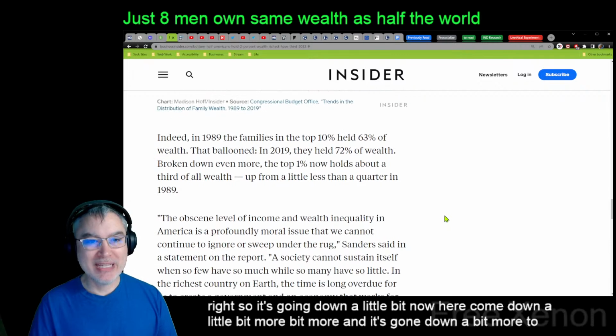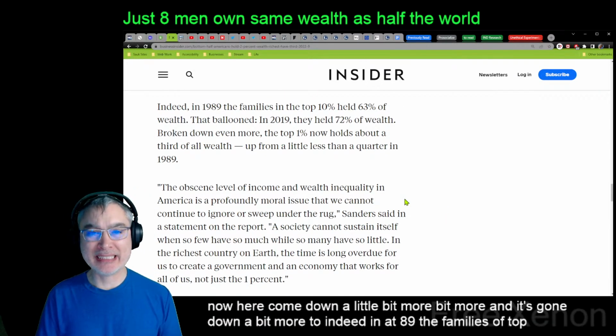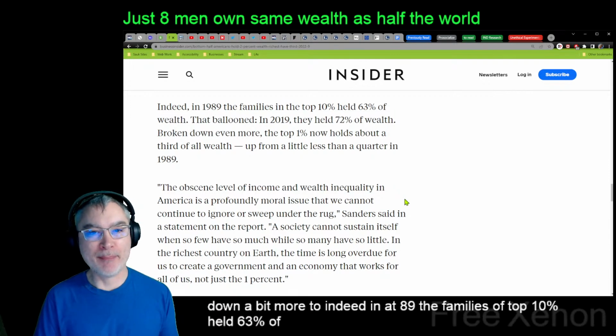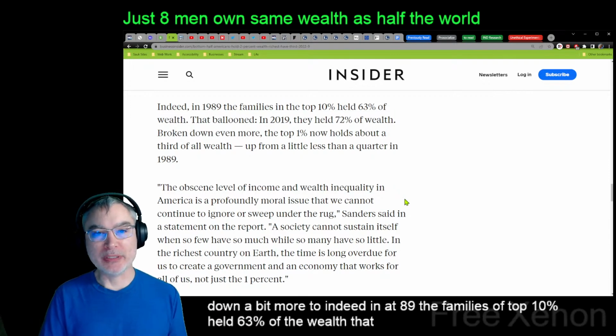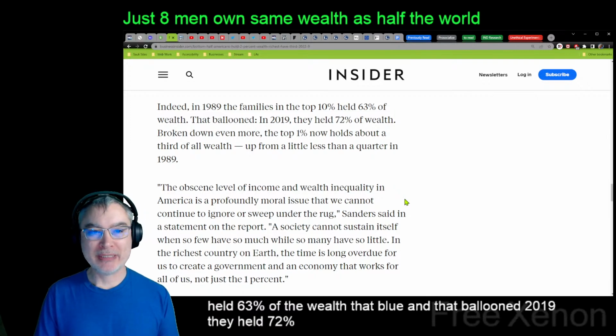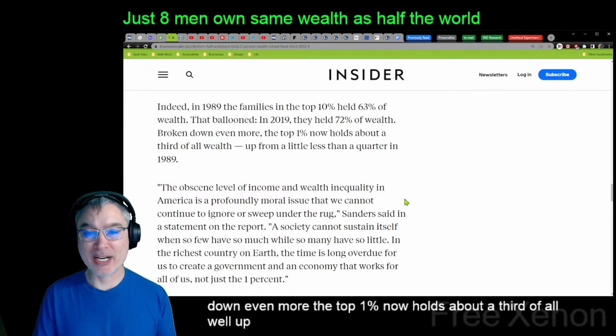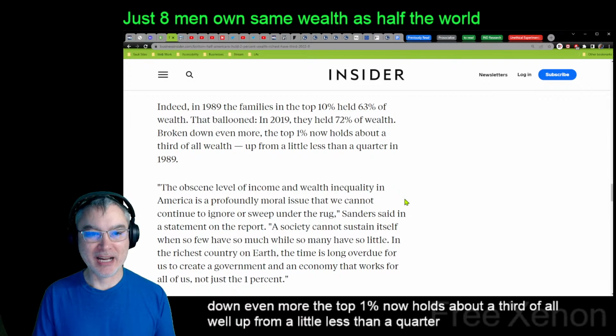Yikes. Indeed, in 1989, the families of the top 10% held 63% of the wealth. That ballooned. In 2019, they held 72% of wealth. Broke down even more. The top 1% now holds about a third of all wealth, up from a little less than a quarter in 1989.